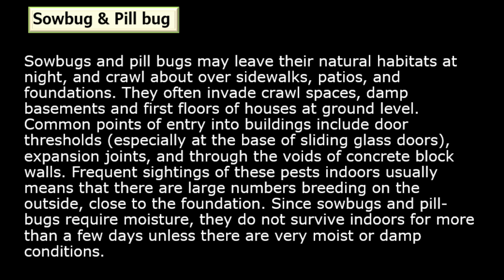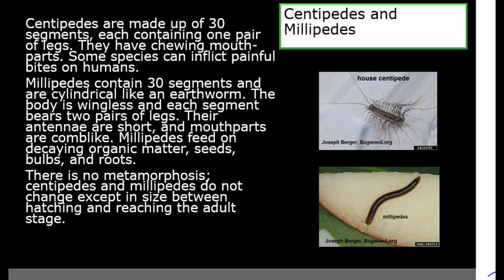They often invade crawl spaces, damp basements, and first floors of houses at ground level. Common points of entry into buildings include door thresholds, especially at the base of sliding glass doors, expansion joints, and through the voids of concrete block walls. Frequent sightings of these pests indoors usually means there are large numbers breeding on the outside close to the foundation. Since sow-bugs and pill-bugs require moisture, they do not survive indoors for more than a few days unless there are very moist or damp conditions.